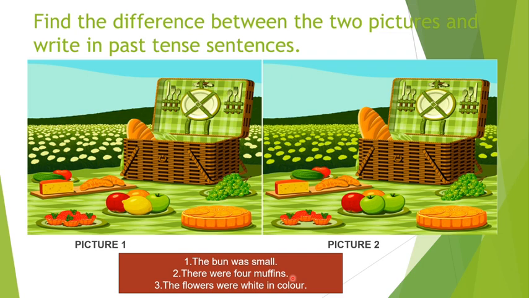Okay, here come the sentences. So we will say, comparing this picture to this picture, the bun was small. The bun was small. When we come to the muffins, we will say there were 4 muffins. There were 4 muffins. And then when we come to the flowers, we will say the flowers was, or the flowers were. The flowers were white in color.